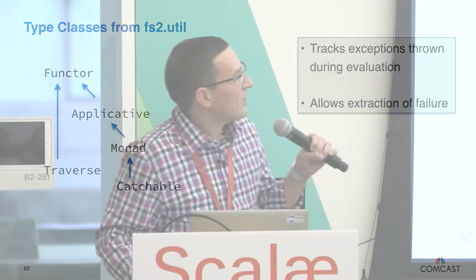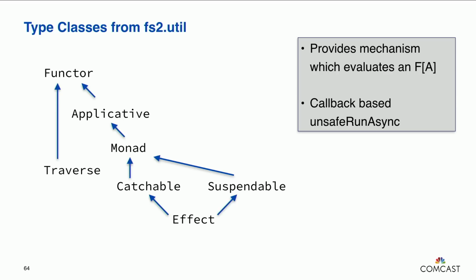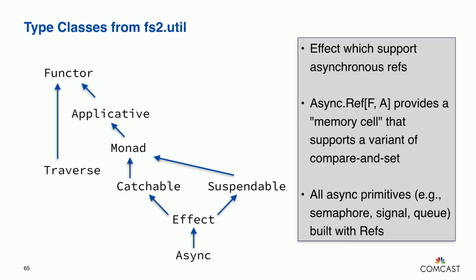And so we have this catchable type class. You can think of catchable as a monad that lets us catch exceptions that occur during evaluation. We have a suspendable type class, which is sort of like monad suspend from, I think, PureScript. That lets us talk about delaying, like deferring evaluation of something. We have an effect type class, which is a catchable suspendable that lets us evaluate things. It's kind of weird. And then finally, we have this async type class, which is an effect that lets us create memory cells. And this is kind of cool.